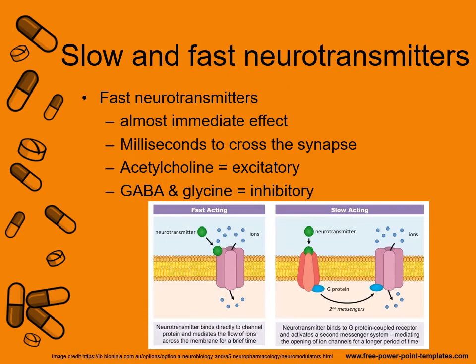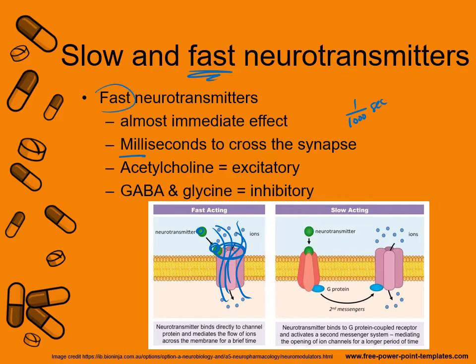Good. All right. So now we're going to look at the idea of fast and slow neurotransmitters. Fast neurotransmitters is what we've been talking about most so far. So these have an almost immediate effect. It takes only milliseconds. A millisecond is a 1,000th of a second. So super, super fast, crossing the synapse. These guys are going to bind to the postsynaptic receptors. It's going to cause ion channels to open, sodium or chloride or something gets in.